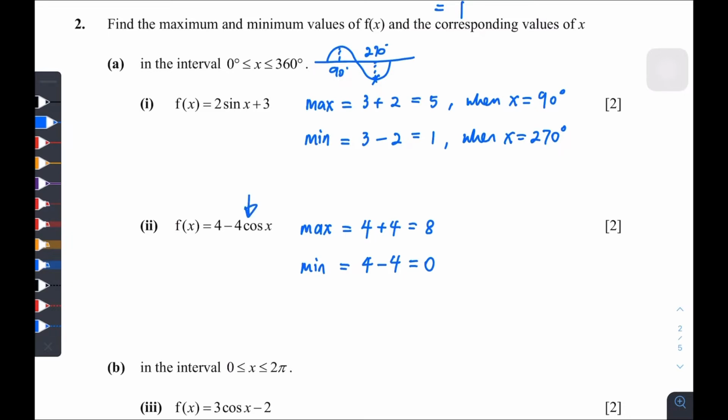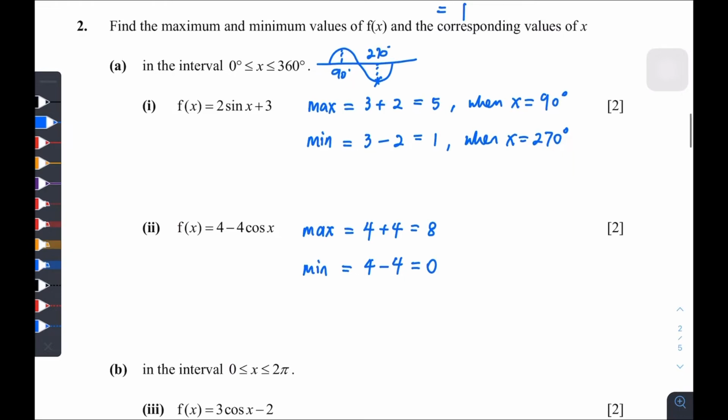The next thing is this is a negative cos graph. If you don't want to solve manually and want to think directly from the graph, the negative cos x is going to be something like this. So where is it minimum? The minimum is going to be at these 2 points over here. What are the angles of these 2 points? It's going to be 0 degrees and 360 degrees.